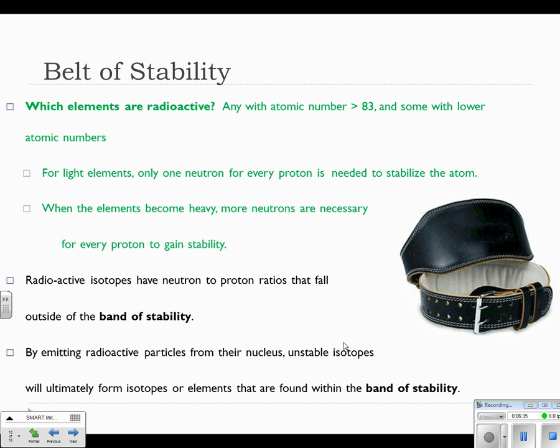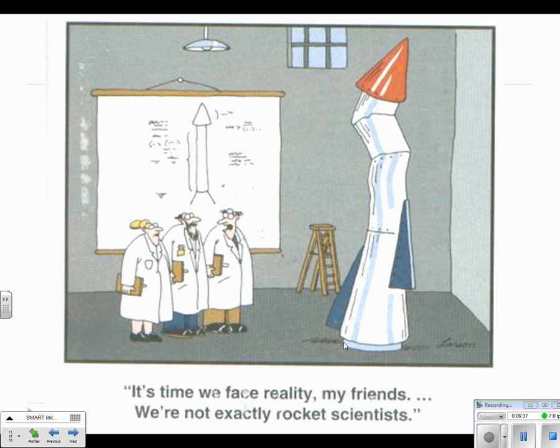So the band of stability, oh, here's a little cartoon for you to enjoy. Little Far Side. Hope you're laughing.